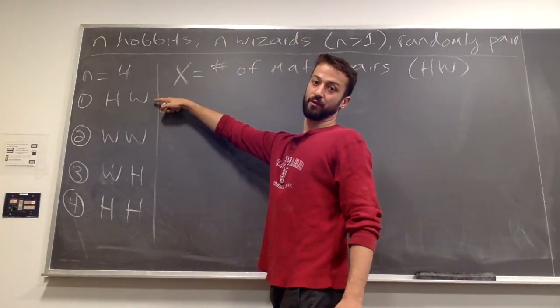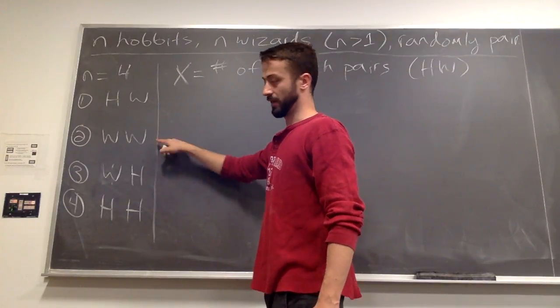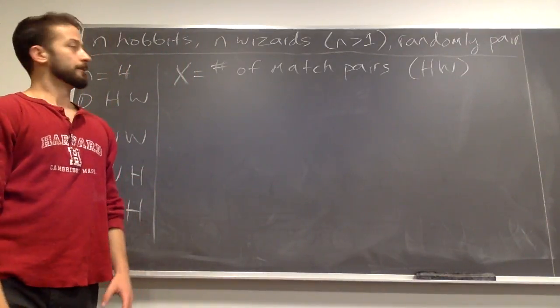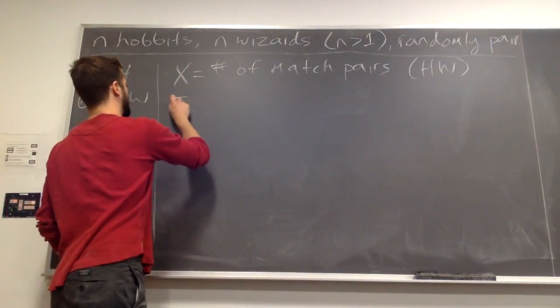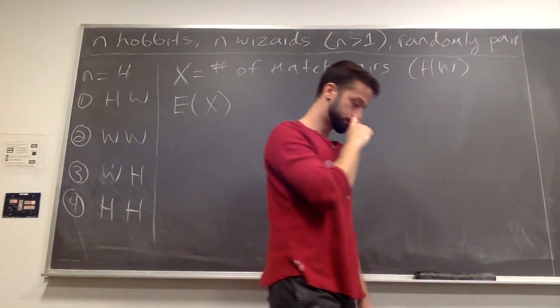This is a match pair. We have one of each type. This is a match pair. We have one of each type. These are homogeneous. We don't have a mix of types. Okay, so that's a match pair. And the problem we want to solve is to find the expected value of x. Okay, on average, how many match pairs will there be?